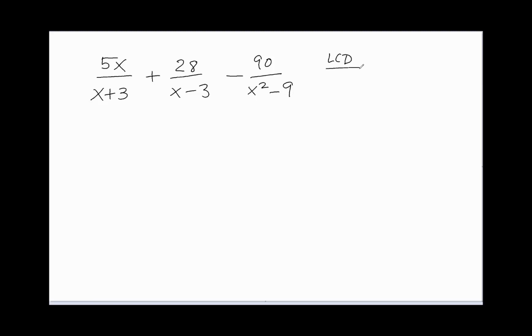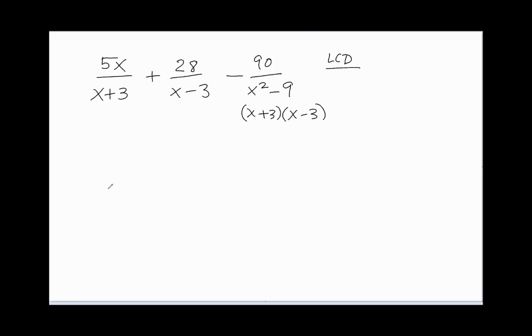is the least number of factors that will include all of these denominators. So you need to factor this denominator first, and that's the difference of squares. A squared minus b squared is (a plus b)(a minus b). So this time it's (x plus 3)(x minus 3).